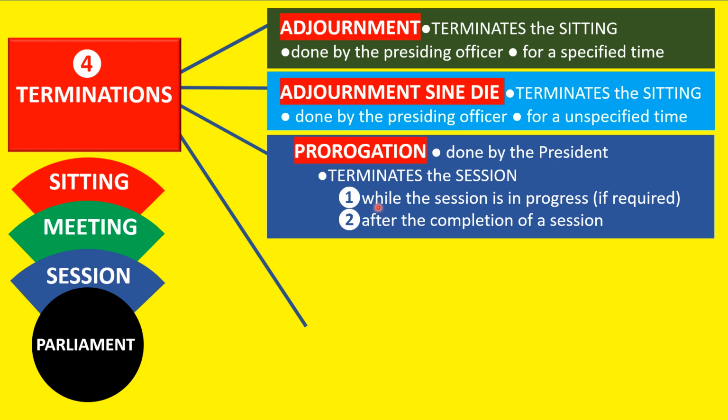And another is while the session is in progress. As the President is authorized to do, the House can be terminated even when the session is in progress if there is need of it. So there are two ways of proroguing a session. One is after the completion of the session and another is even when the session is in progress. So please understand the difference between adjournment sine die and prorogation.